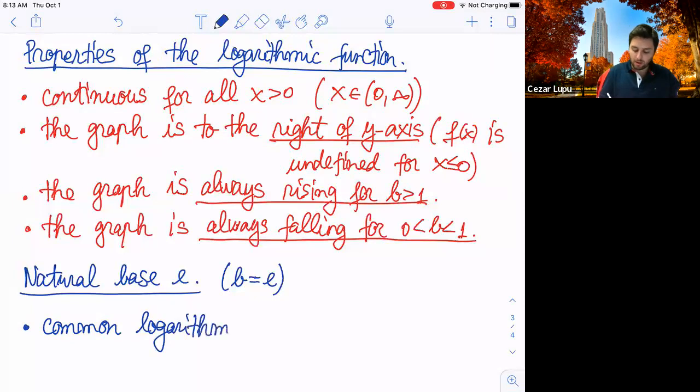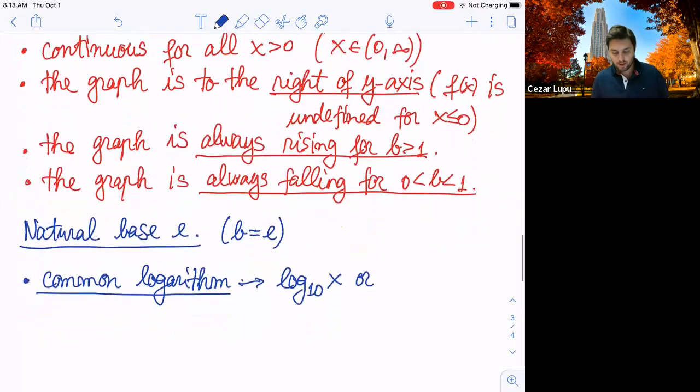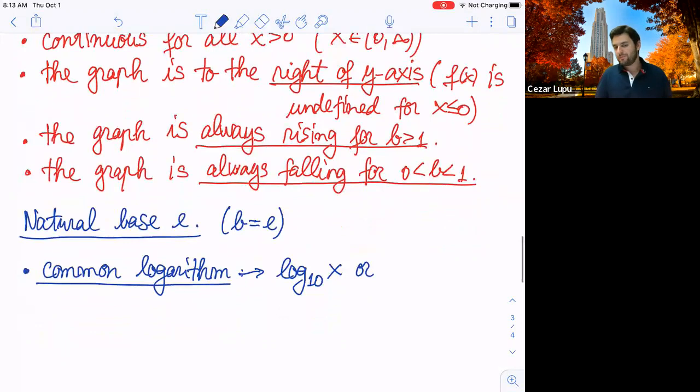And this common logarithm is log in base 10 of x, or sometimes we'll denote this by lg of x, or sometimes it's called log of x. But I prefer lg of x, because log will be denoted for the other one, for natural logarithm.